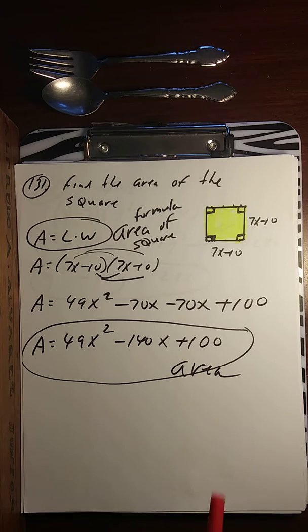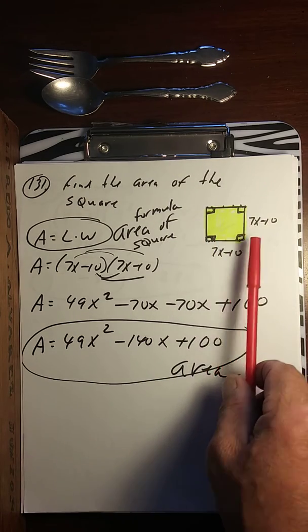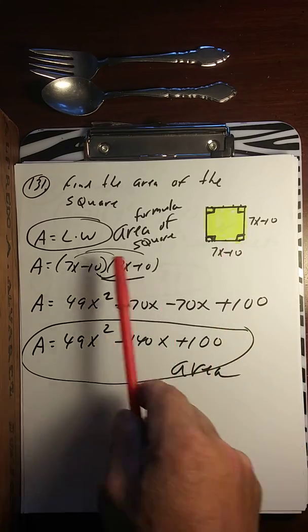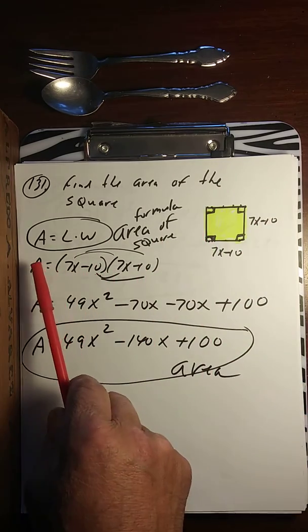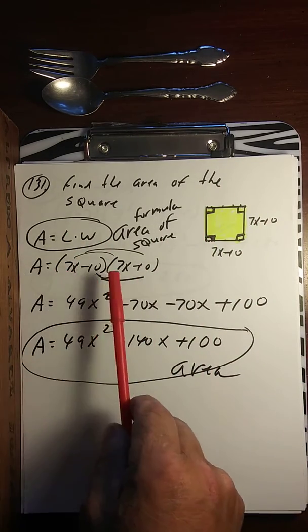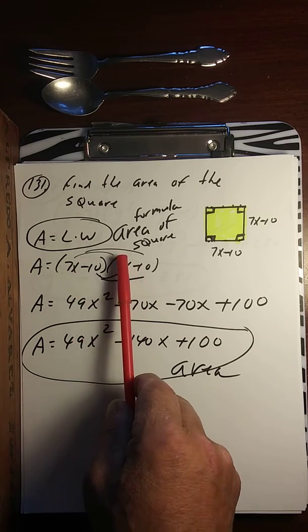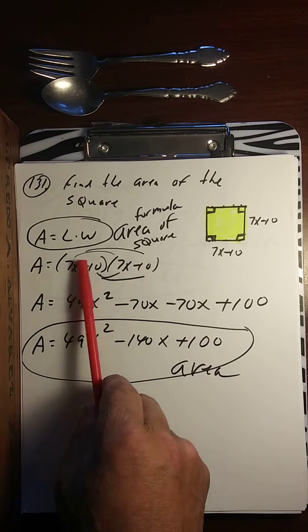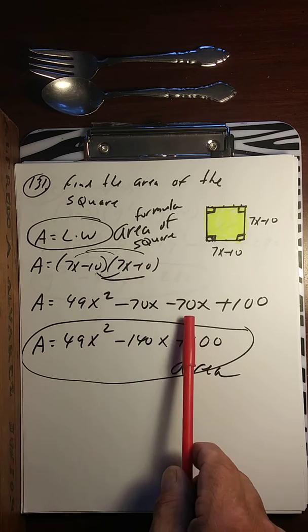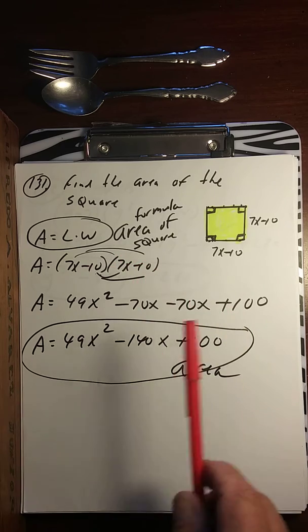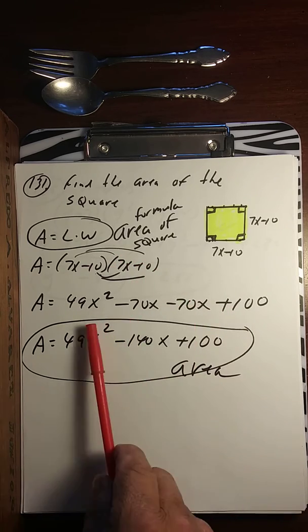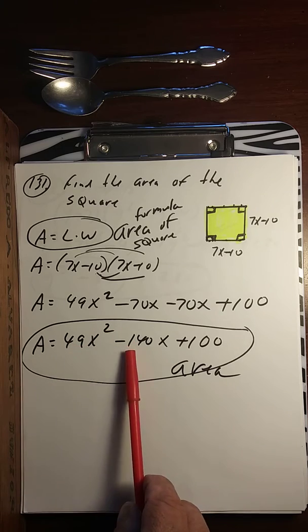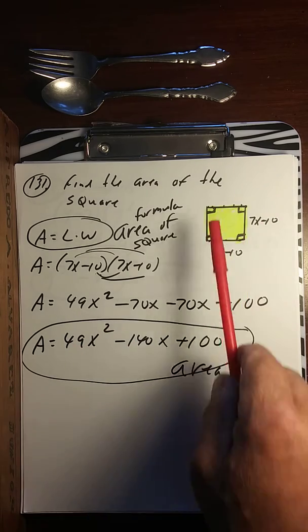Find the area of the square. So there's a length, there's a width, they're the same thing. It's a square. They're all the same. So area is length times width, or 7x minus 10, 7x minus 10. 7 times x, 7x is 49x squared. That turns out is minus 70x. Minus 70x, and that turns out is positive 100. Signs are the same, add them up, so you have 49x squared minus 140x plus 100 is the area of that square right there.